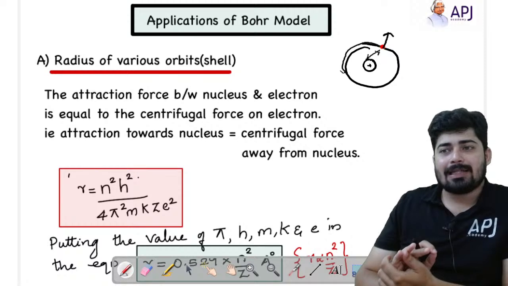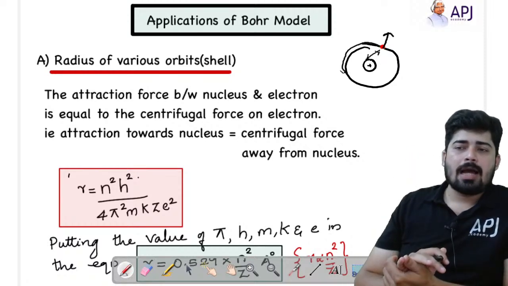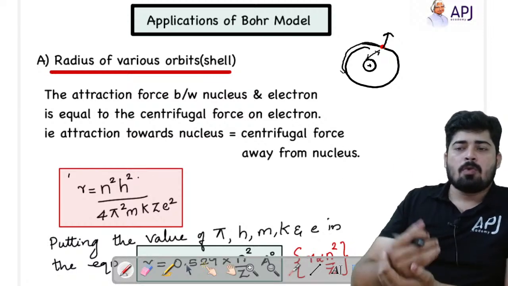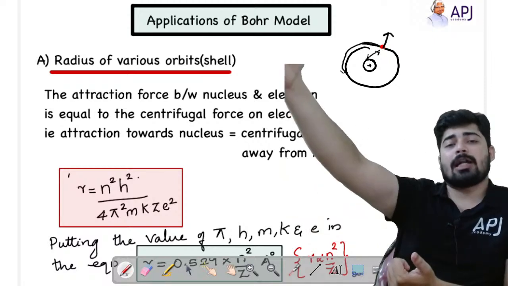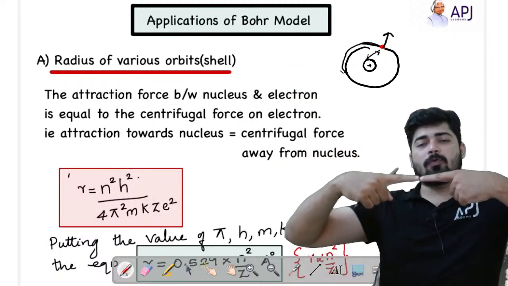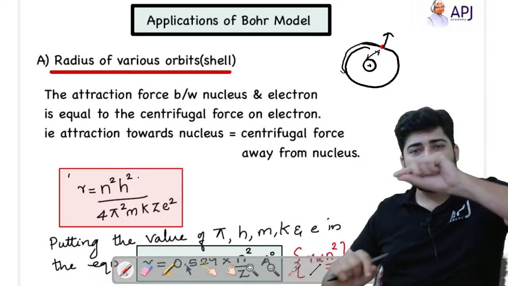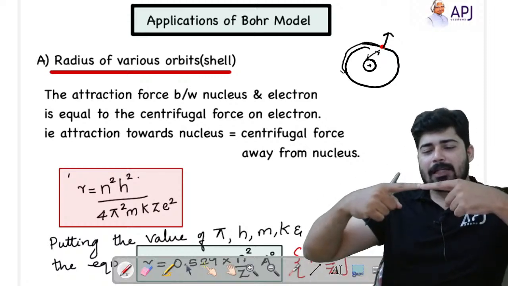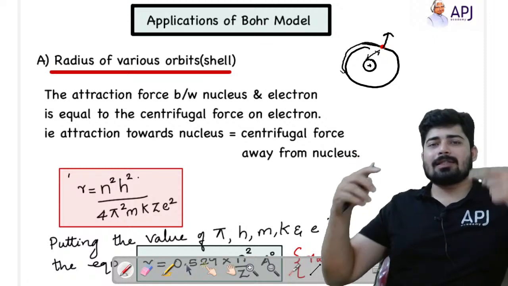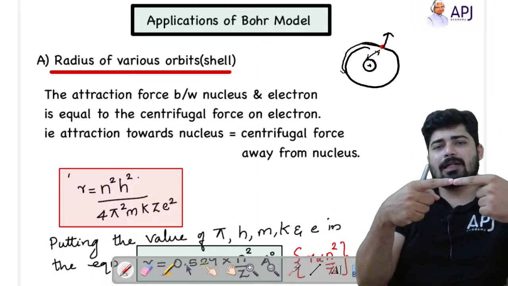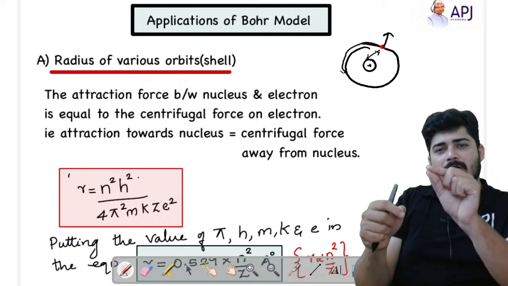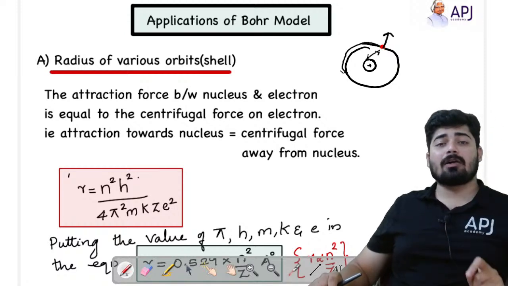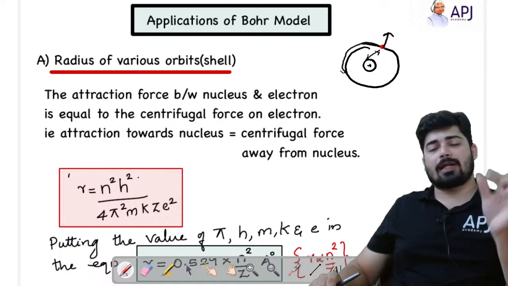So here we can see that two forces are acting on the electron. One is the nuclear attractive force, which is pulling the electron towards the nucleus. The other is the centrifugal force, which is pushing the electron away from the nucleus. When these two forces are of equal magnitude, equal and opposite, the electron revolves in a particular orbit. Wherever the centrifugal force and the electrostatic force of attraction are equal, that is the particular orbit where the electron starts to revolve. And what Bohr said is that the angular momentum of that orbit will be an integral multiple of h by 2 pi, that is n h by 2 pi.